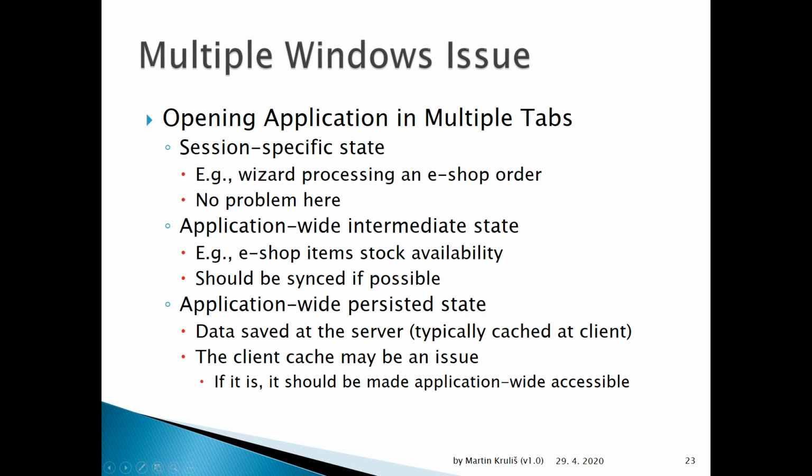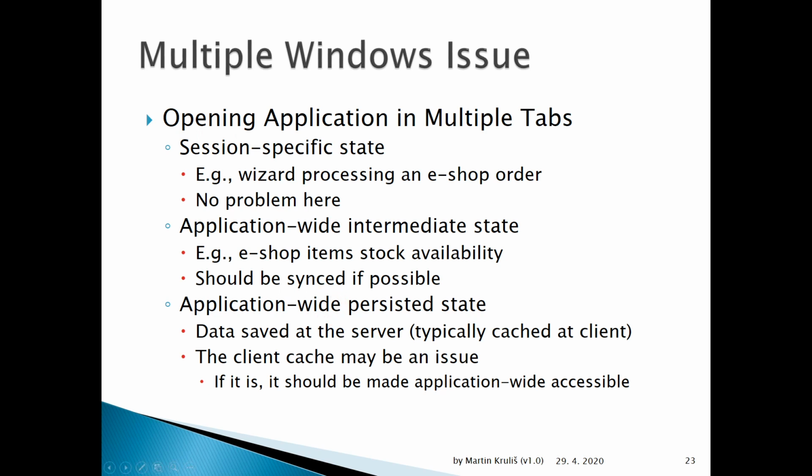And also remember that there is also persisted state. Of course, persisted state is always application wide, because if we are persisting something at the server side, this data are shared amongst all the windows. However, remember, the data are typically cached at the client. The normal way to do this would be to cache the data inside JavaScript memory, meaning isolated for every window, meaning it's the session specific state, but the data are actually application wide.